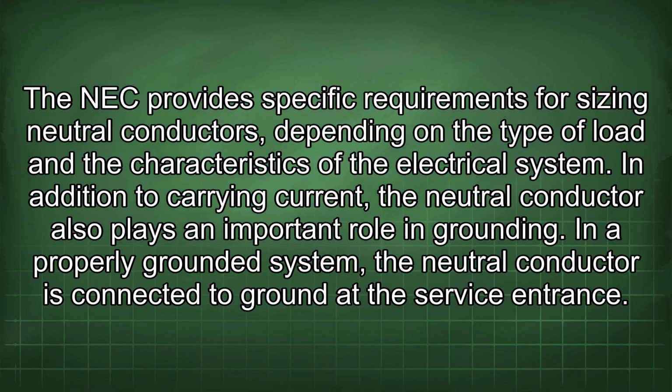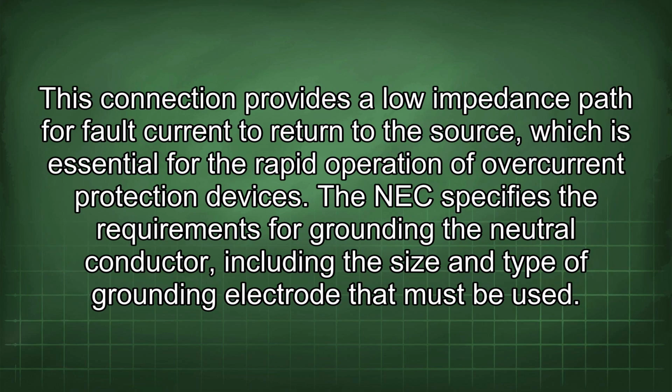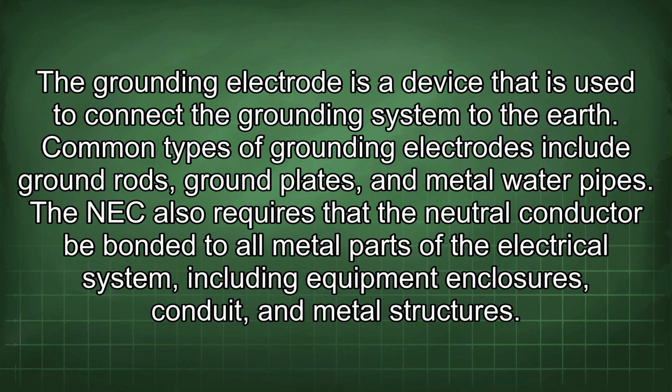In a properly grounded system, the neutral conductor is connected to ground at the service entrance. This connection provides a low impedance path for fault current to return to the source, which is essential for the rapid operation of overcurrent protection devices. The NEC specifies the requirements for grounding the neutral conductor, including the size and type of grounding electrode that must be used. The grounding electrode is a device that is used to connect the grounding system to the earth.